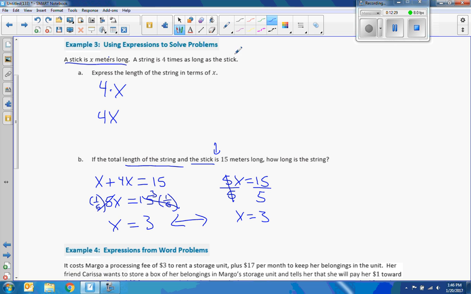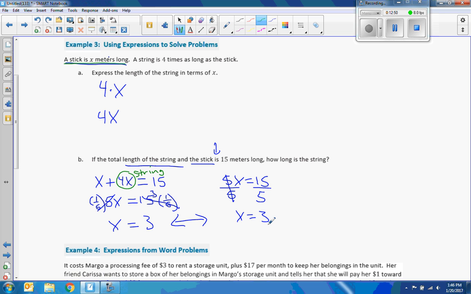Now this is where it gets a little tricky. We have not answered the question yet. The stick is x meters long. The string is 4 times as long as the stick. We just found the length of the stick. So the string is 4 times as long as this. This is the string.